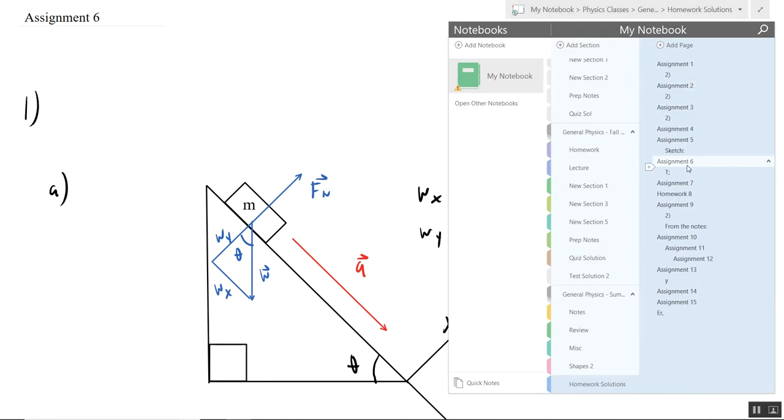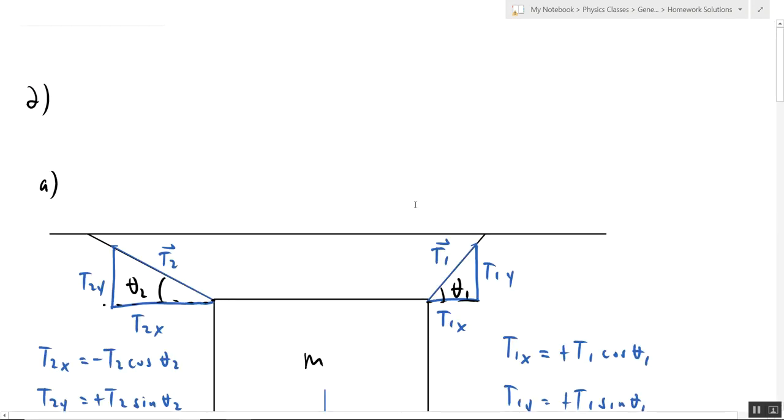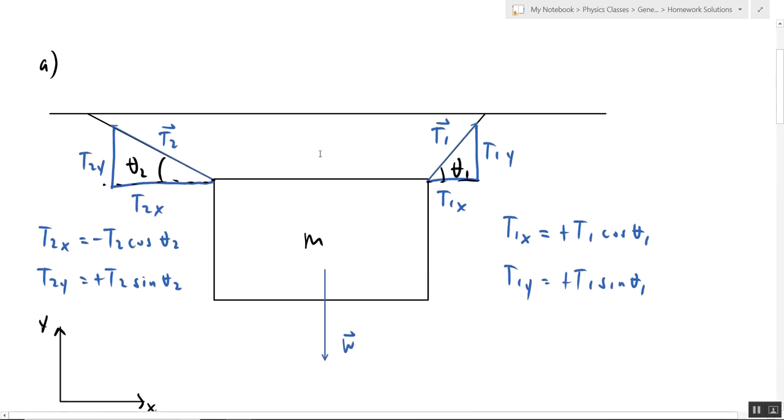All right, the last, oh no, there's another part of this one. Yeah. So this is a static equilibrium problem. So you have these two ropes.